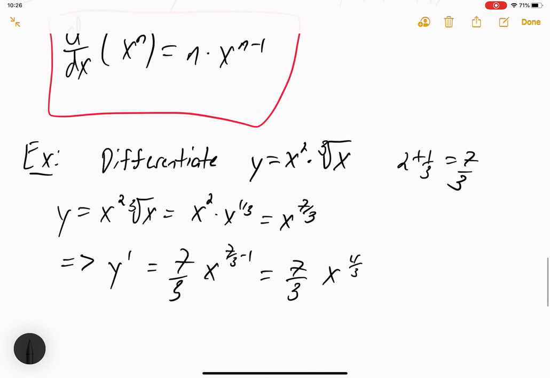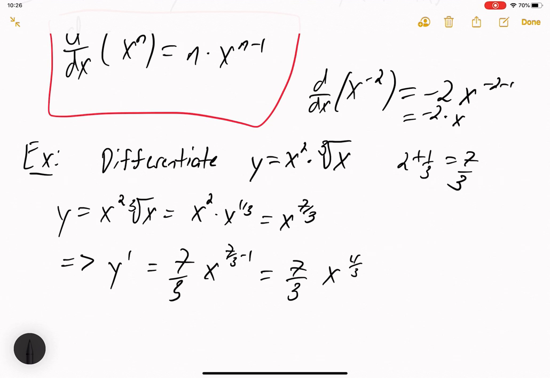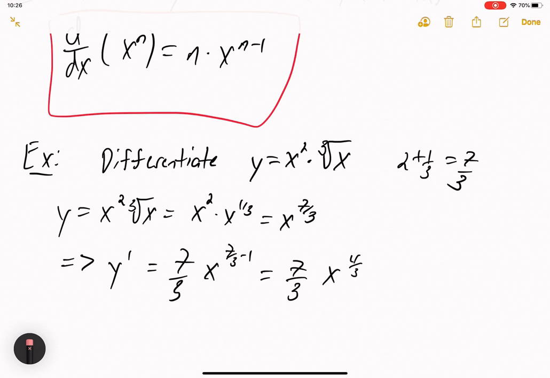And this works with a lot of cases too. It also works if we have the case x to the negative 2. If you want to find d of dx of x to the negative 2, bring down that exponent, subtract 1 from the exponent to get negative 2 times x to the negative 3. It works with negative exponents as well. That's the case when n is any real number. It covers all real numbers, not complex numbers.